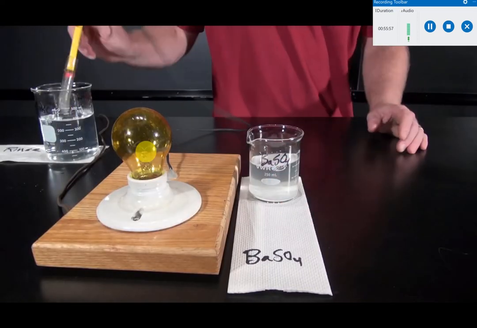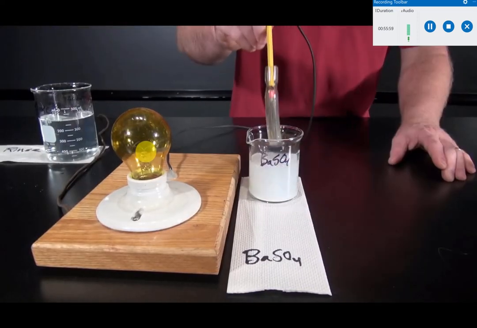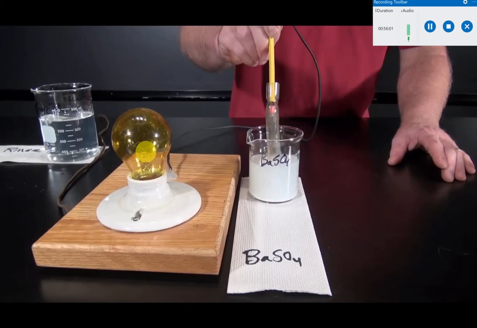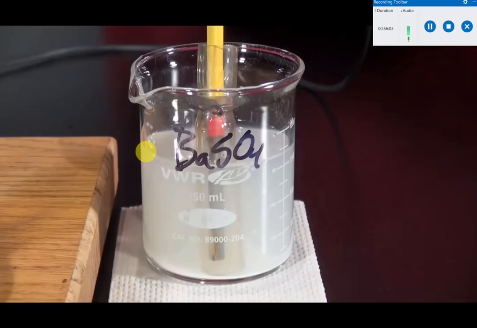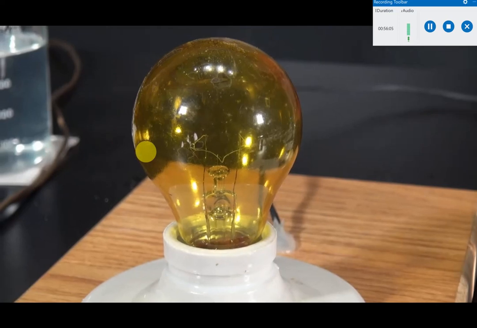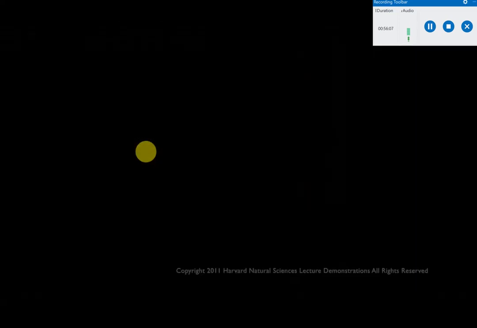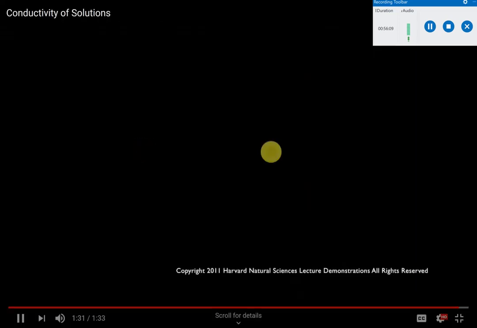And then this is barium sulfate. This is an ionic compound, but it doesn't dissolve in water, as you see. It's sort of a heterogeneous mixture. And in this case, when the compound's not dissolved in water, you don't get any conductivity in the solution. All right, so that's some experiments with different types of solutions. So let's summarize the results there and then get us into some definitions that are related to that.